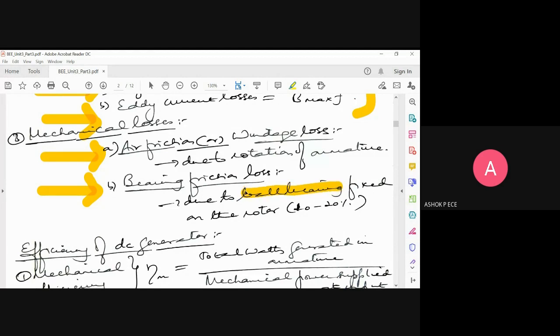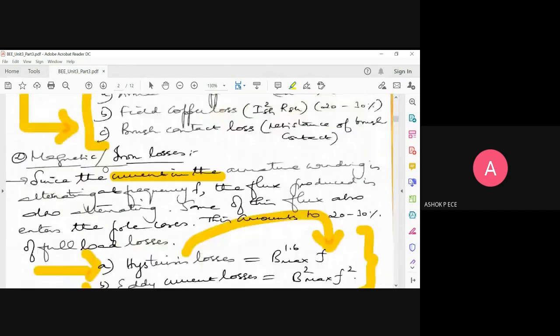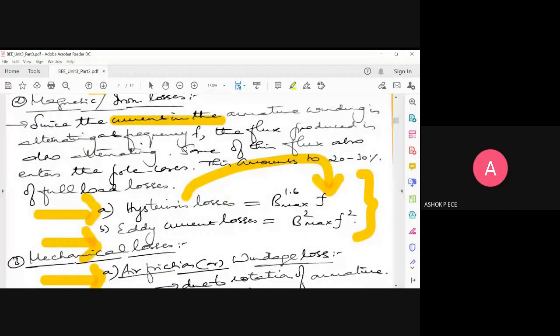This is the same as your fan. Inside your fan also you have ball bearings, and if the ball bearings are not properly placed or are worn out, the fan starts making noise. The same thing is the case with a motor. Because of these ball bearings, you might have some loss because of friction. That is called bearing friction loss. So these three losses are going to dominate in any DC machine: copper loss, magnetic or iron loss, and mechanical loss.